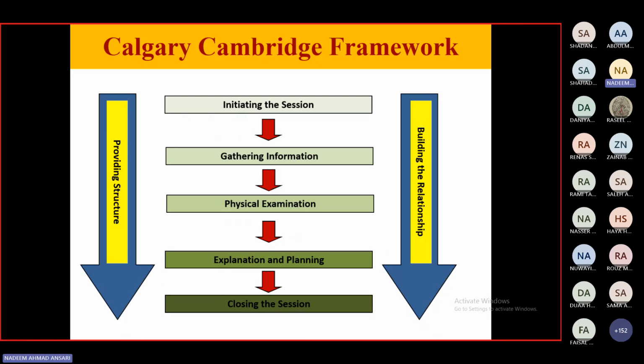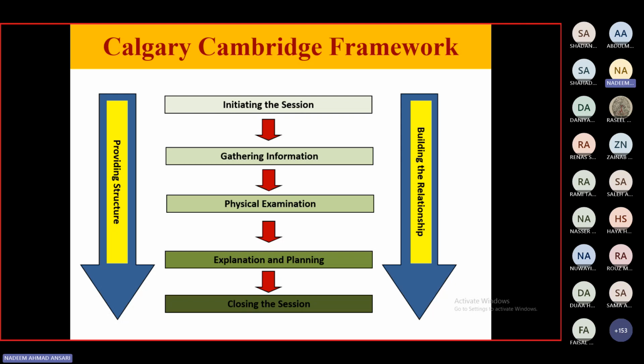The second step is the collection of information, which is called gathering of the information. This is the main step in which the clinician comes to know why the patient has come to the clinician. So you will first start with the open and closed questions. I think you know the difference between an open-ended question and a closed-ended question.